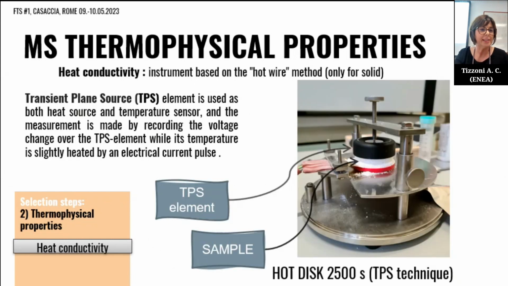Just a few words regarding the heat conductivity: in our laboratory we can measure the heat conductivity of molten salt only at room temperature, only for solid. We use a hot disk, and here I reported only the picture of some experimental tests that we are performing now. The transient plane source is used both as heat source and temperature sensor. And the measure is made by recording the voltage change over the TPS element, while its temperature is slightly heated by an electrical pulse.